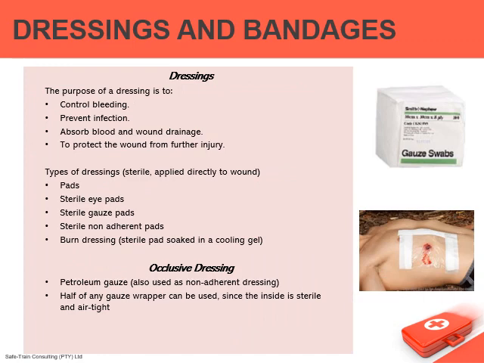Dressings and bandages. In most cases, the average person may find they are not prepared and unable to administer the best first aid possible because they lack the knowledge of various types of dressing and bandage materials available, or the proper use of these important first aid items. Dressings. The purpose of a dressing is to cover an open wound. Since this cloth comes in direct contact with the wound, there are several factors to take into consideration when applying a dressing. The purpose of a dressing is to control bleeding, prevent infection, absorb blood and wound drainage, and protect the wound from further injury.